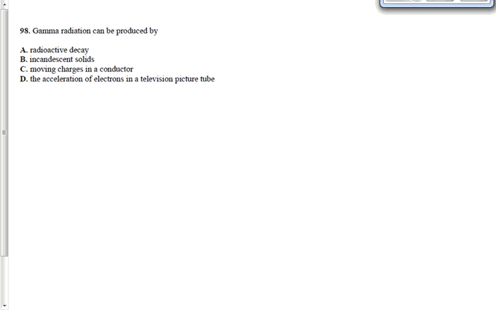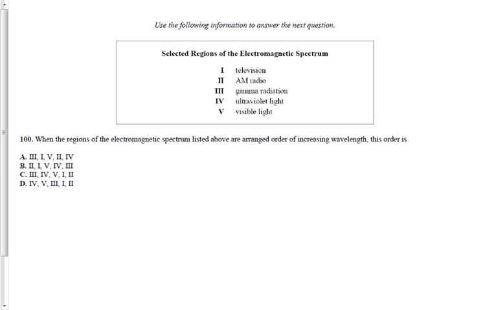Okay, let's take a look at the next one, number 100. We've got 5 different types of EMR here: television, AM radio, gamma radiation, ultraviolet, visible light. We want to rank these in order of increasing wavelength. When you see something like that, I think it's a good idea to circle it, because that's definitely an area where we can make a mistake. How are we used to ranking them? Decreasing wavelength, increasing frequency. So what you want to do in this question is look at them backwards: gamma rays, X-rays, and so on.